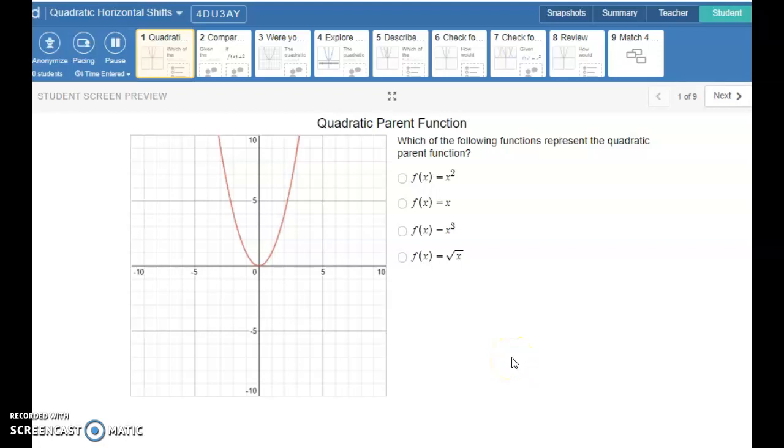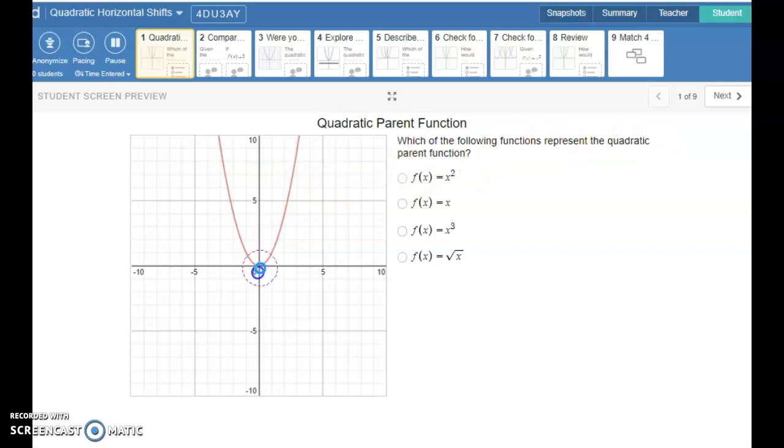Okay, so this one should be pretty easy. I'm not going to help you on problem number 1. You need to remember what a quadratic parent function equation is. If you're looking at this one, this is a quadratic parent function because it goes through the origin. What's the equation? Which one of these? Okay? And then move on to the next slide. Remember, you can always pause if I'm going too fast.